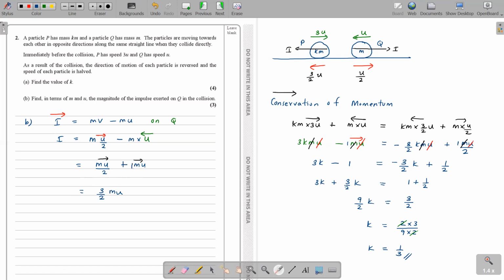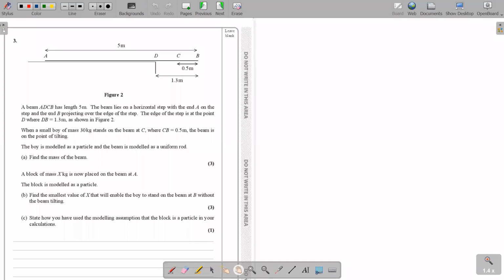So now, question number 3. The beam ADCB has length 5 meters. The beam lies on a horizontal step with the end A on the step and end B projecting over the edge of the step. Do you see it? So this part of the beam is over the step. This AD is lying on top of the step. Then the edge of the step is at the point D where DB equals 1.3 meters. All of that information is marked in the diagram, as shown in figure 2.